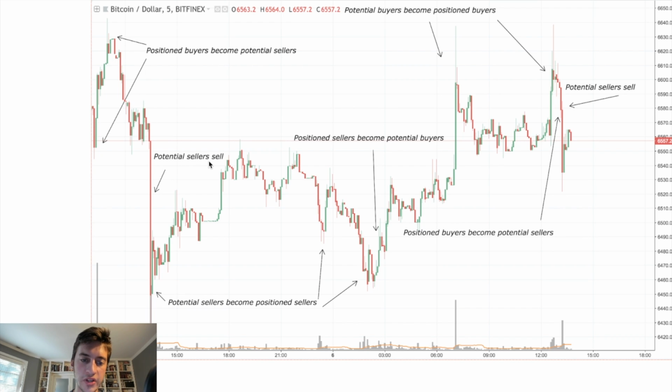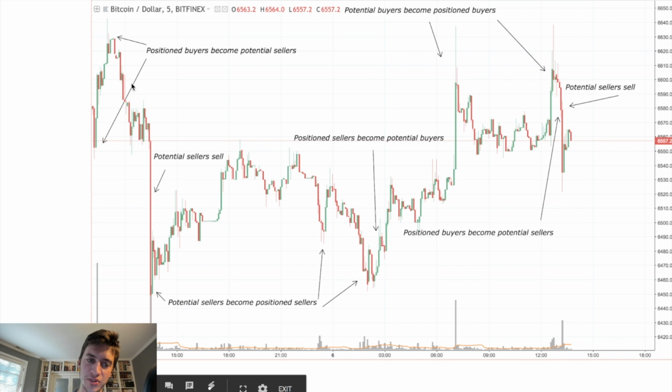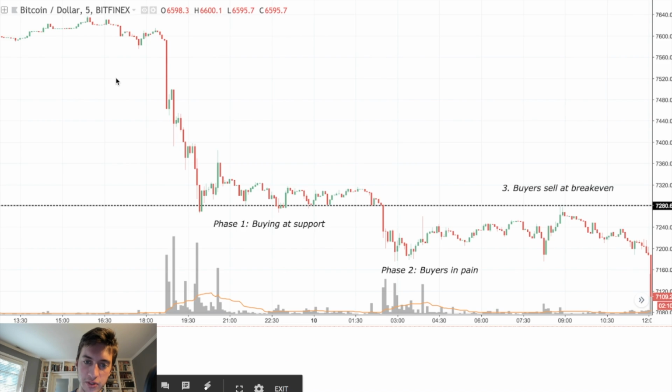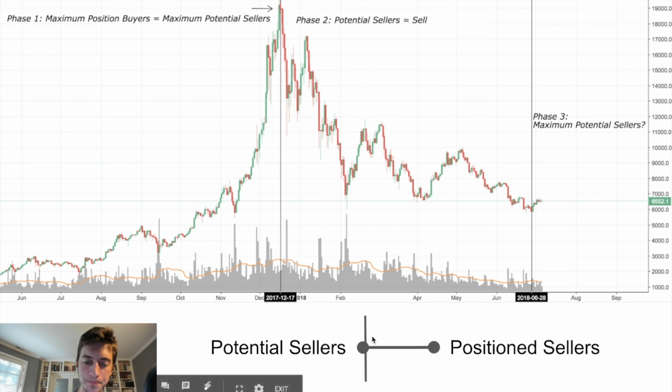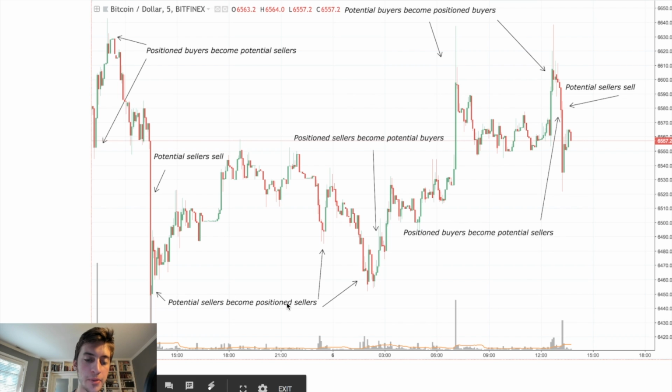And then the potential sellers all sell, as you can see here. And as they're selling, they begin to become position sellers. So just going back to this one here, the pendulum switching from here, where the max amount of potential sellers was here at the top of the price range. It began to turn into here, where everyone who wanted to sell has done so. Potential sellers become position sellers, indicated by a volume spike here, a selling volume spike here, and a selling volume spike that occurs here.